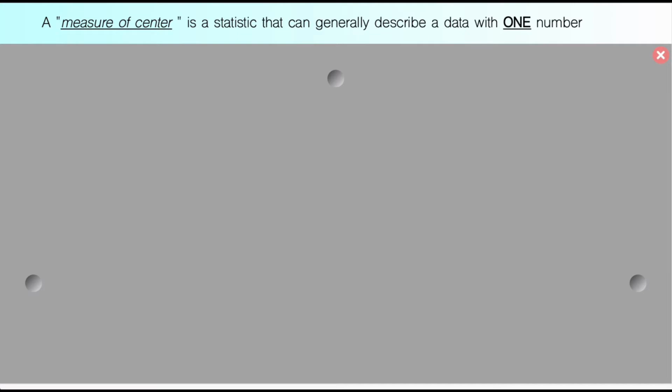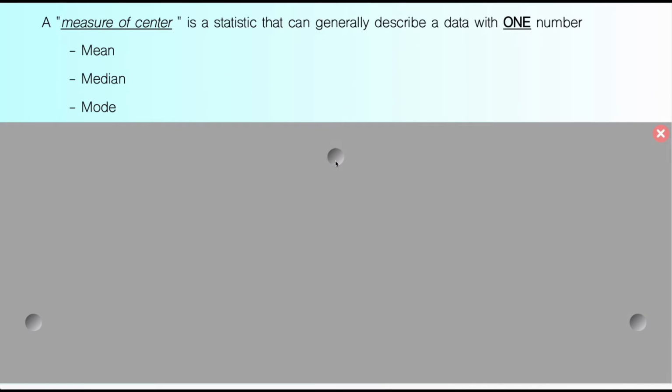In statistics, a measure of center is a statistic that can generally describe a set of data, but with one number. So if you have a bajillion numbers, but you want to go to someone or write a news article or present something that explains the data using only one number, that's what a measure of center could do. You could say the average or the median or the mode of the data. And then instead of talking about all 100 numbers or whatever, you can describe the data with one singular number.